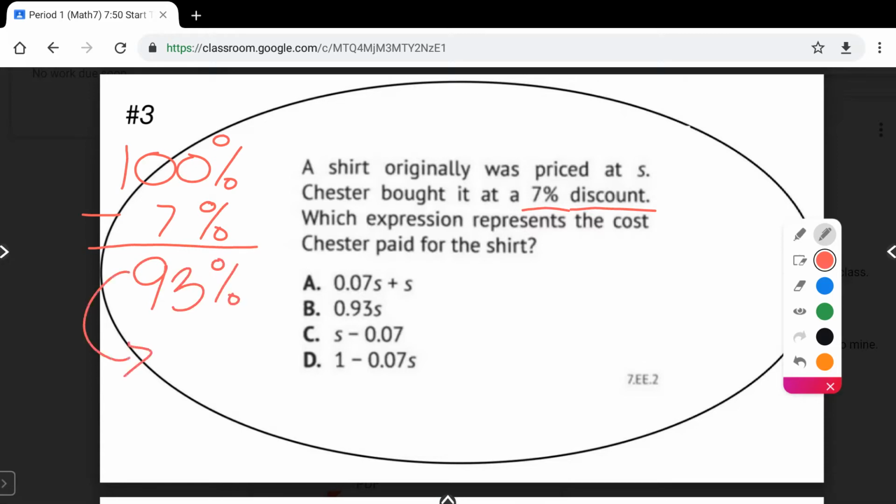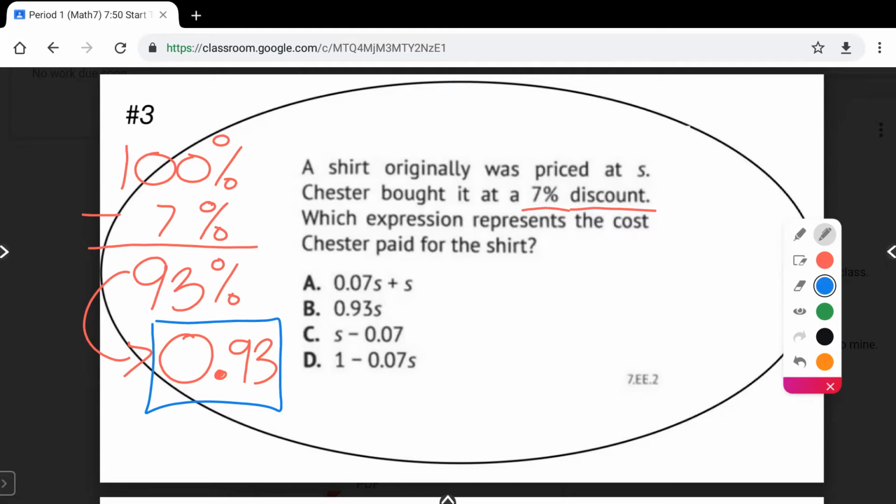Now, again, we know what we got to do. Every time you have a percent, you got to make it into a decimal, and you do that by dividing by 100. So now here is my magic multiplier. It's what we talked about, 0.93. So now we have to apply it and we have to use it.